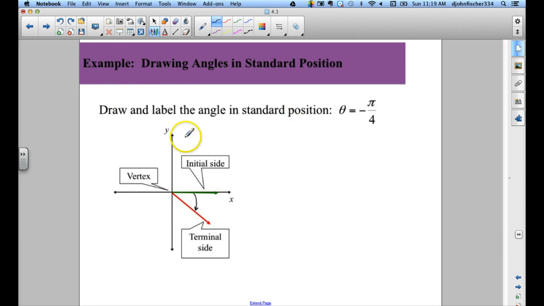Now I just left some of these out here to look at. Draw and label angle in standard position. Okay, so here says theta is equal to negative pi over 4. Well, negative means it's going backwards or clockwise. Pi over 4, well, here's pi over 2, negative pi over 2. Well, pi over 4 is half of that. And it's negative, so halfway is between here. So here's my initial side, start here. Here's my vertex. And I'll rotate it halfway, draw my angle. So this value right here is negative pi over 4.